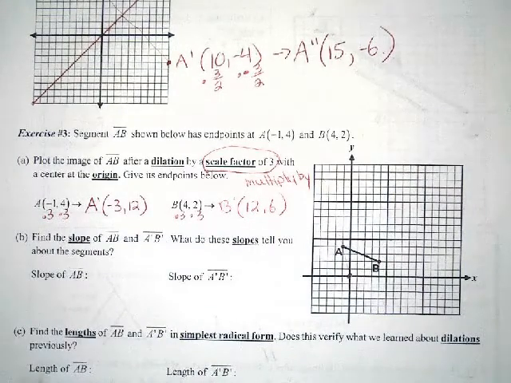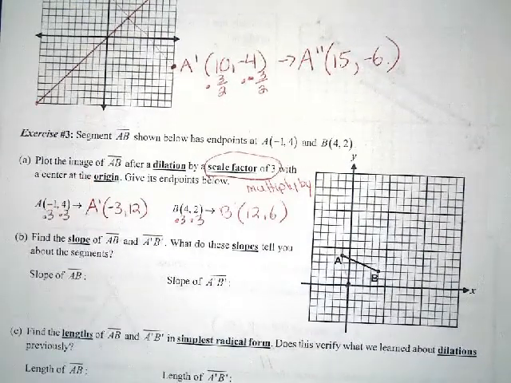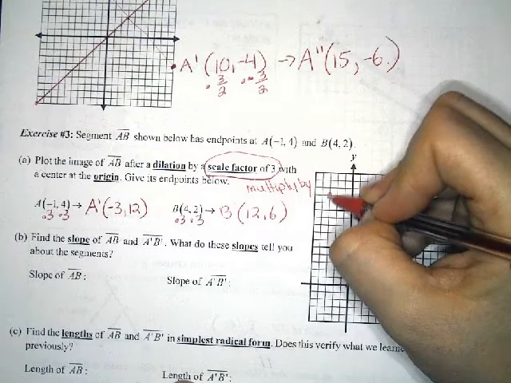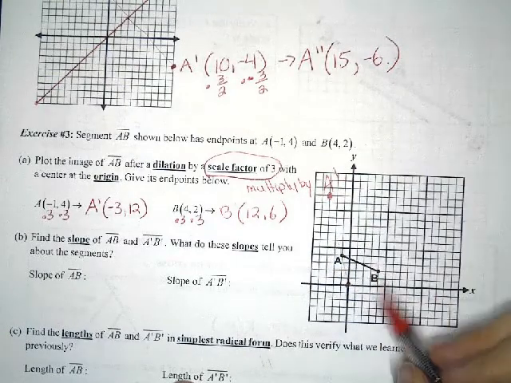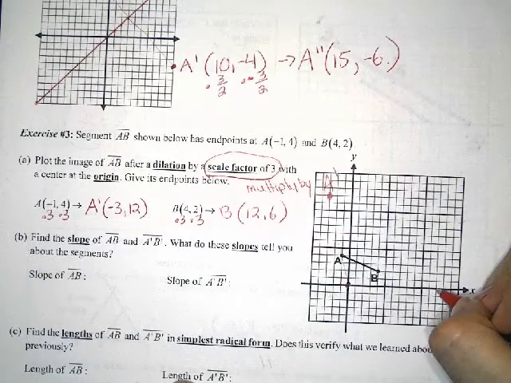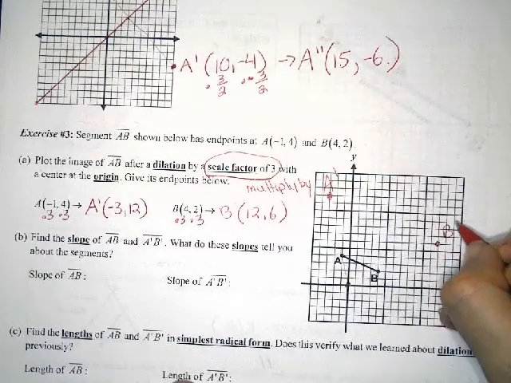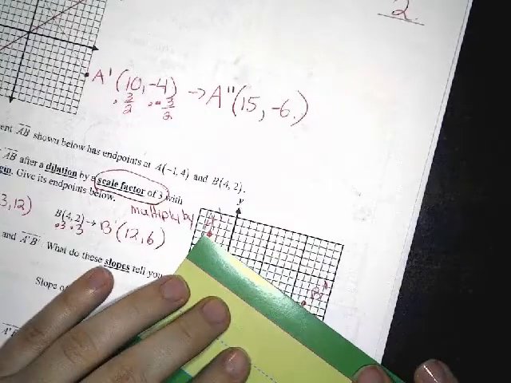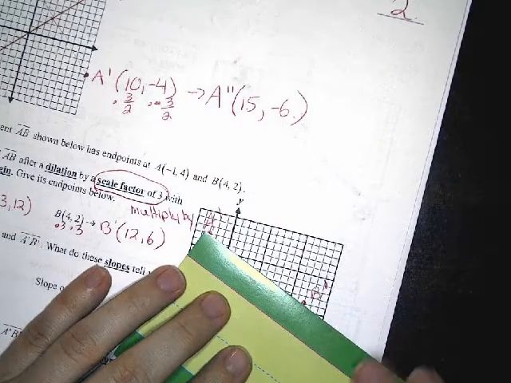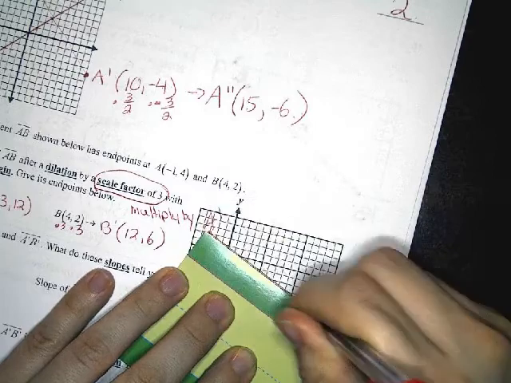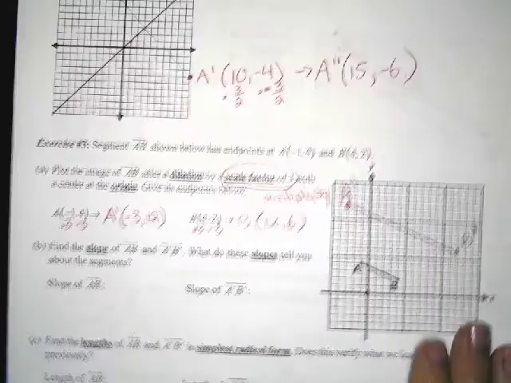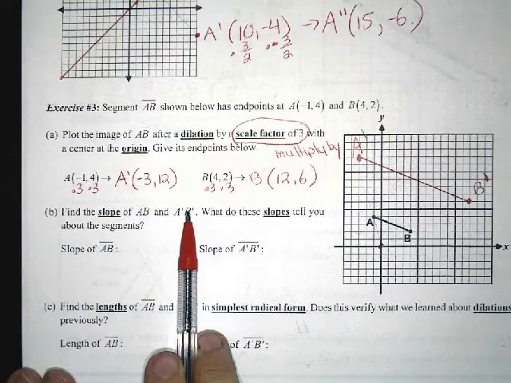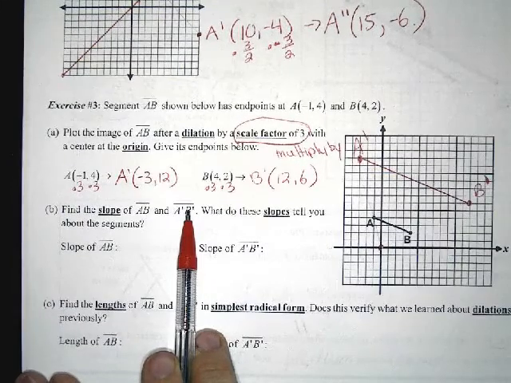Right. So it does tell me to plot the image, which means I actually need to plot these points. (-3, 12), there's A prime. B is 12 and then up to 6. I'm going to connect these. Now, if I did this correctly, we did learn that the slopes should be the same because I need to get the segments to be parallel.